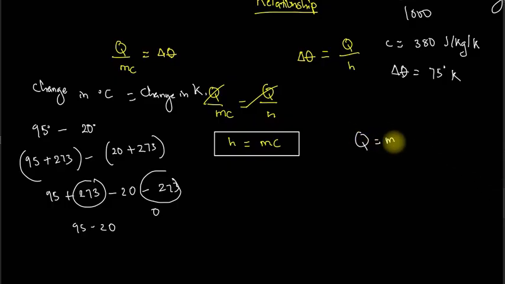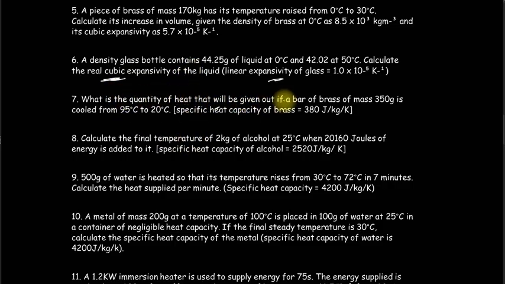Okay, let's have the answer. We asked for quantity of heat. Our formula is m c change in temperature, right? So our m is what? 0.35 kilogram times 380 times 75 Kelvin, and that's going to give us how many joules? That's the unit for energy. 9,975 joules. That's our answer for the quantity of heat which will be given out.